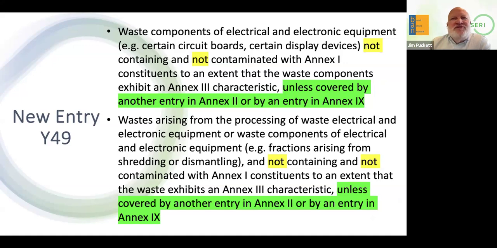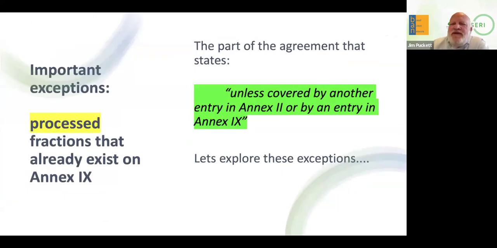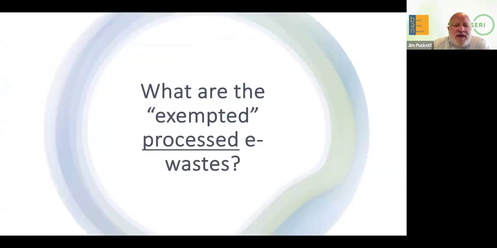So we've always told recyclers that if you can process things down to metal that's clean and plastics that's clean, et cetera, you'll be outside of the convention. You won't have to worry. Without this exemption in here, people would have had to worry about everything, starting from electronics all the way down, which doesn't really make a lot of sense for legitimate recyclers. So this exemption is very important, and we'll explore that. So unless covered by another entry in Annex 2 or by an entry in Annex 9, let's look at what that really means, because these are going to be green-lighted ways for processors to still maintain a free trade in things that are commodity-like. What are the exempted process e-waste?